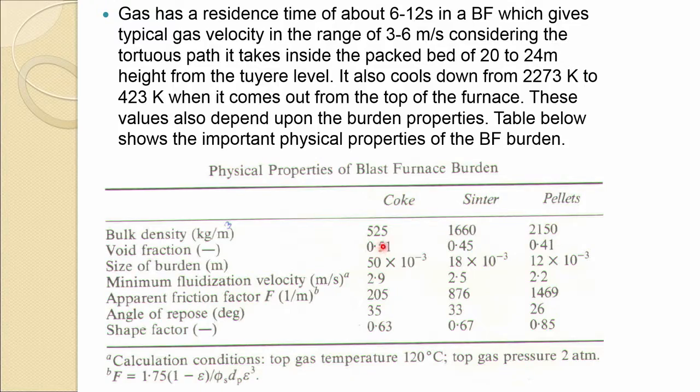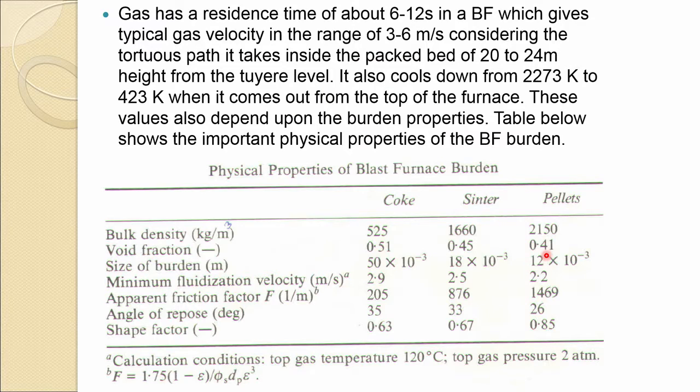So, as you can see in this slide, the void fraction of coke, sinter and pellets are a bit different, in fact about 0.51 for coke and 0.41 for pellet. And the size of the burden: coke is about 50 millimeter and the pellet is 12 millimeter. So, that is a big difference between the size of coke and pellet, almost 4 or 5 times, and that can create a problem in permeability, which we will see in the next slide.